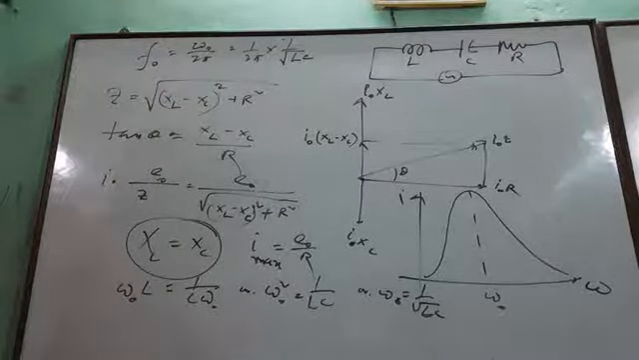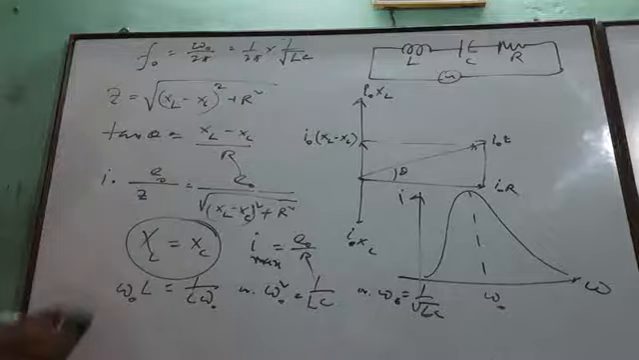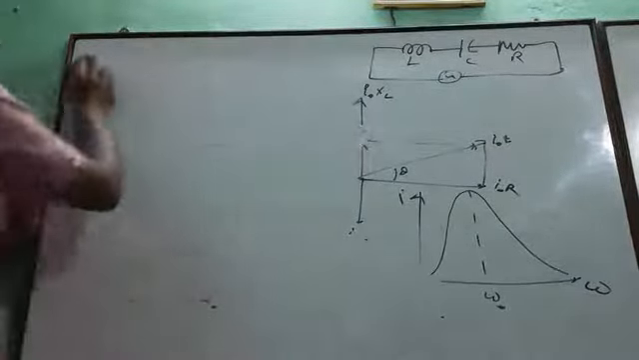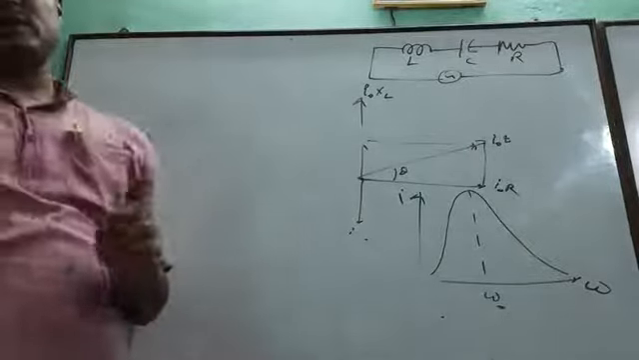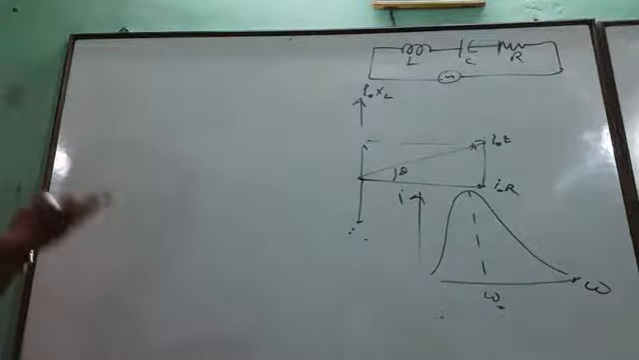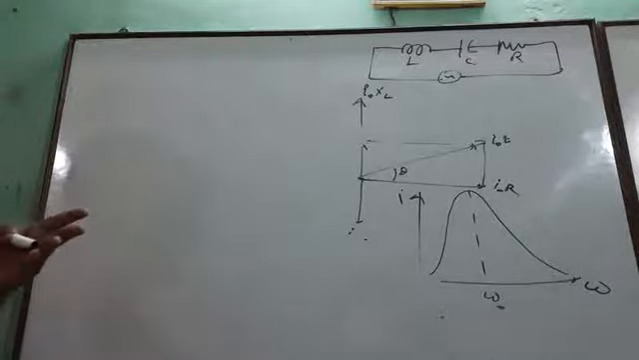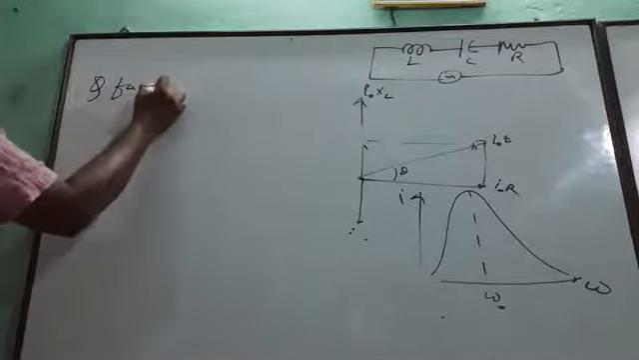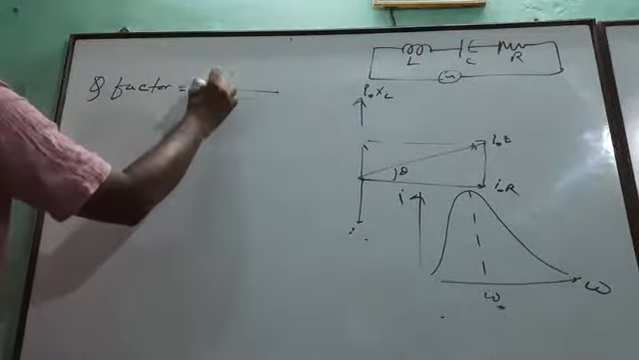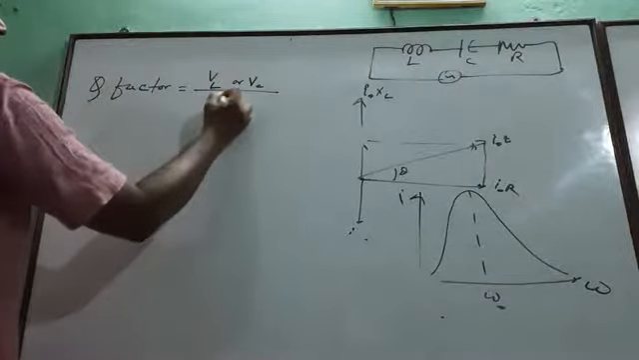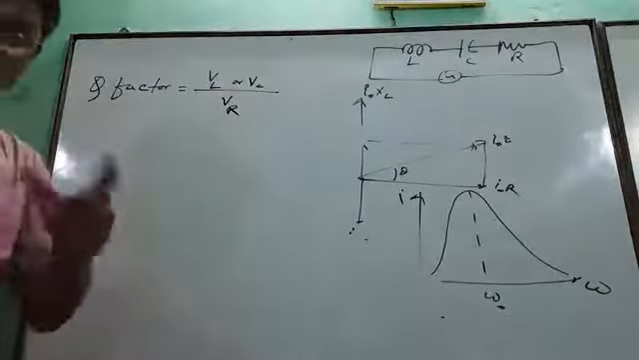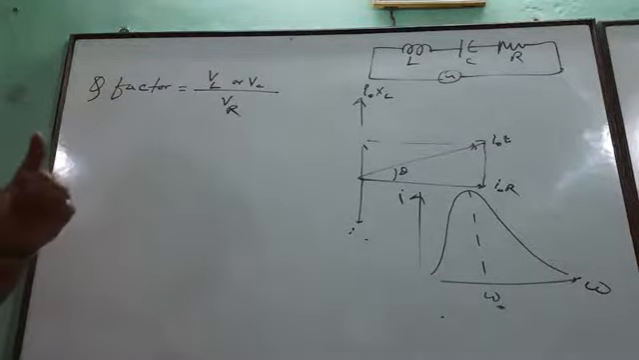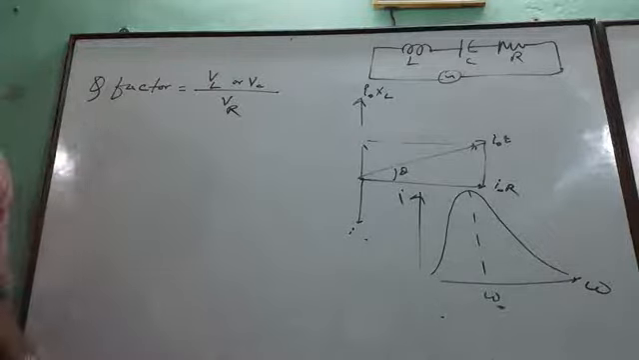And in the resonance condition, the ratio of the potential drop across the inductor or capacitor to the potential across the resistor is known as the Q factor or quality factor. So what is the Q factor? Q factor equals VL or VC by VR. So in the resonance condition, the voltage across the inductor or capacitor by the voltage across the resistance.